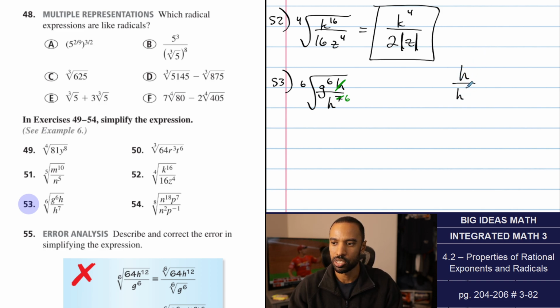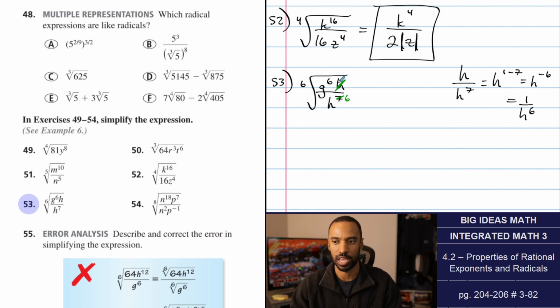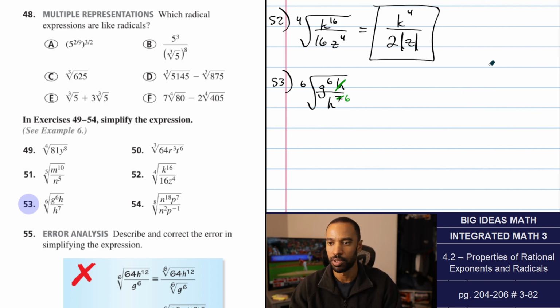So h over h to the 7th is h to the first over h to the 7th, which is 1 minus 7, which is h to the negative 6, which is 1 over h to the 6th. But you can see I'm skipping all those steps. I'm removing an h from the top, it's gone. I'm removing an h from the bottom, and it's still on the bottom, but there are 6 of them. So it's still positive. We're still good there.